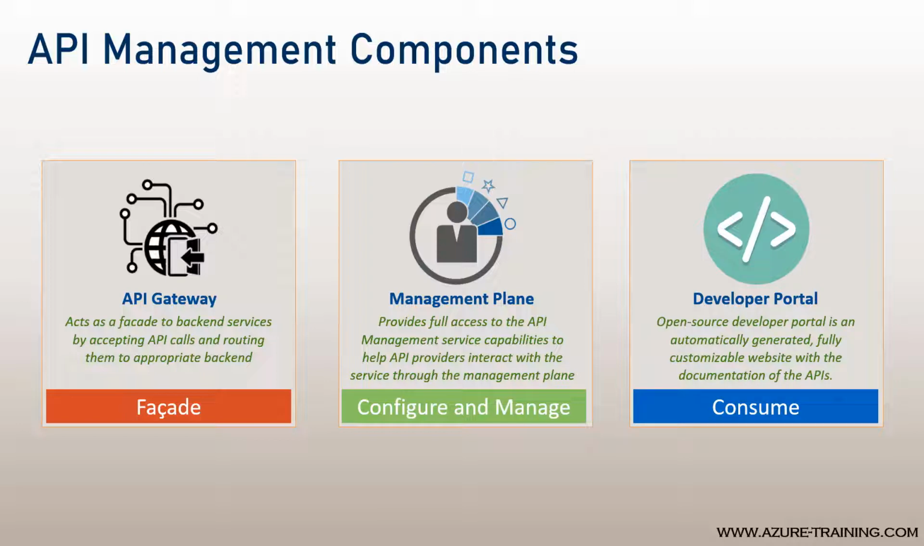API providers can customize the look and feel of the developer portal by adding custom content, customizing styles, and adding their own branding. And the app developers can use the open source developer portal to discover the APIs. They can group those APIs into products, onboard them to use them, and learn how to consume them in their applications. Let's try to understand each of these components in a little more detail.